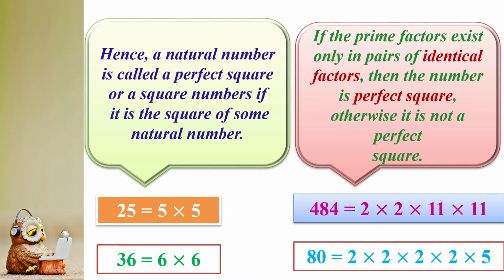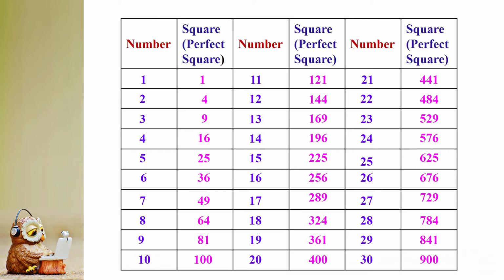Next example, 80. The prime factors of 80 are 2 into 2 into 2 into 2 into 5. Here, two pairs of 2 and 5 is left. Prime factors of 80 do not exist in pairs. So, 80 is not a perfect square. Dear students, squares of natural numbers from 1 to 30 and consequently a list of their square numbers up to 900 is given in the following table.